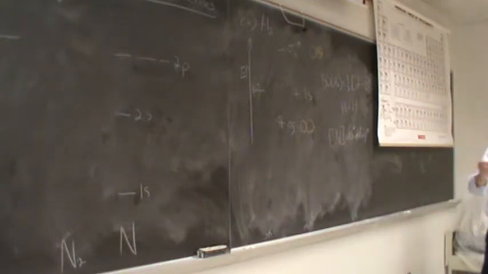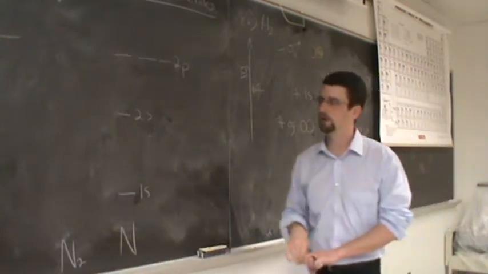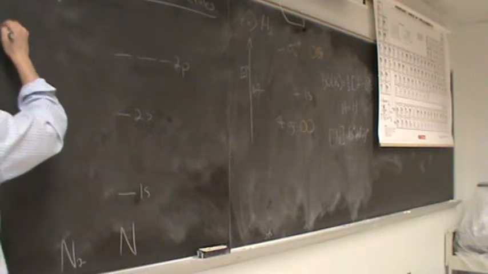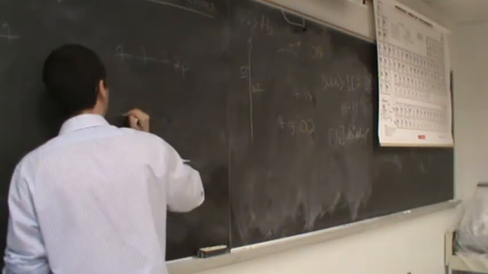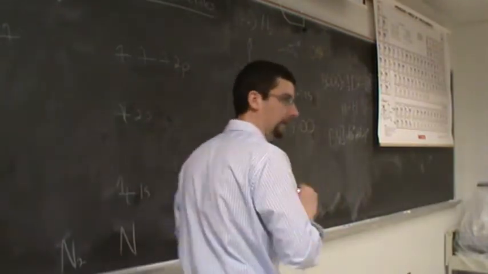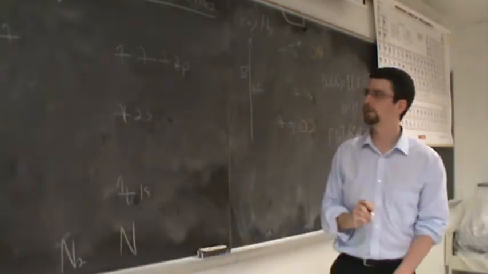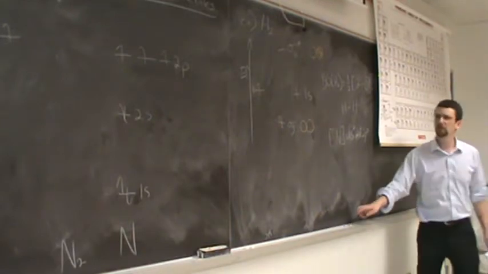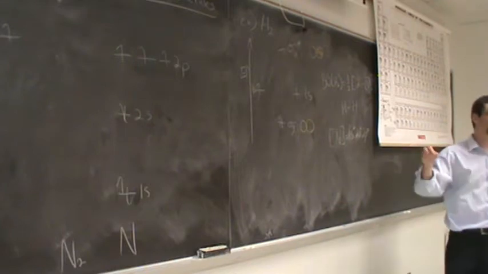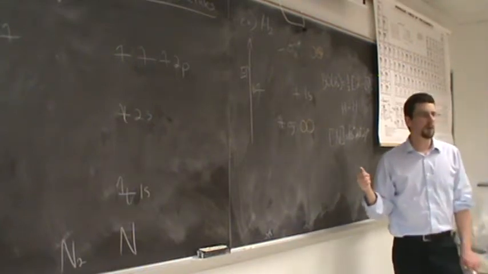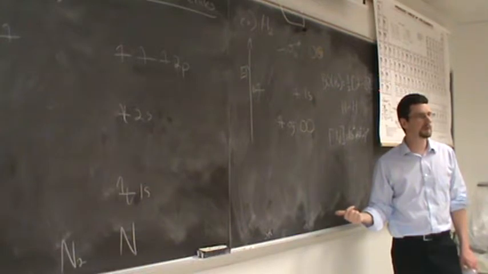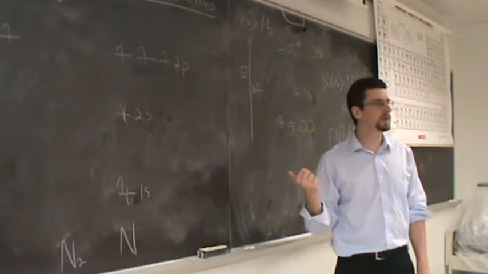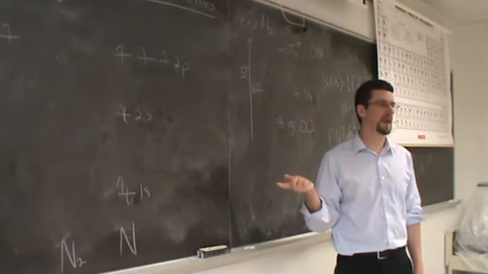Okay, the s orbital. Let's fill in our electron count. We're going to have overlap between those s orbitals, right? They're close to one another in symmetry. They're also close to one another in energy. Before we do that, though, how many atomic orbitals do we have?